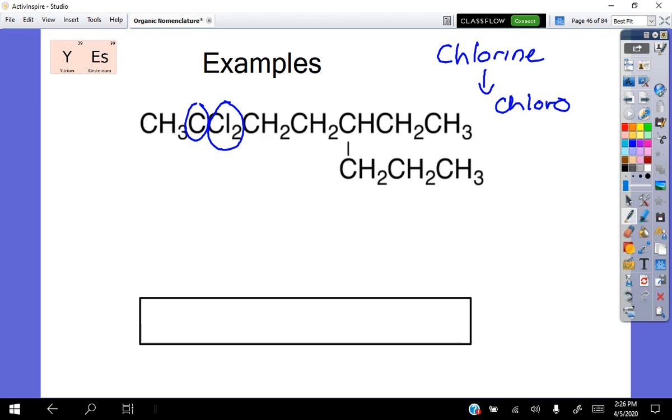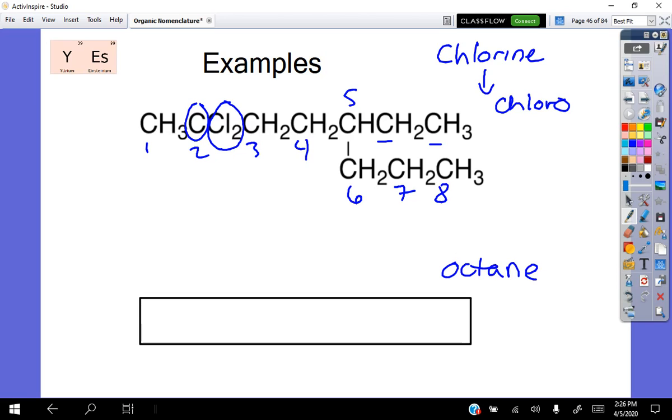So I have some substituents to look out for here. I've got to find my longest chain. So I've got 1, 2, 3, 4. This is my 5th carbon. And then if I go down here, this is 6, 7, 8 is my longest chain. If I continued here, it only would have left me off with 7. So this is going to be an octane as my parent chain.